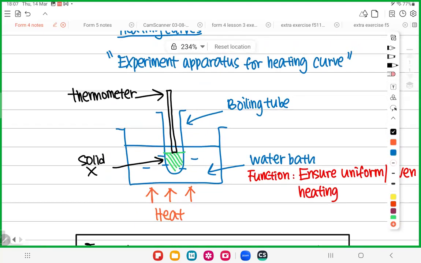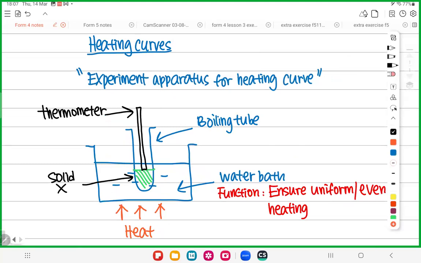How the experiment for the heating curve looks like. The substance you want to heat, put a thermometer to measure temperature. Then you do indirect heating. Indirect heating means you take the entire boiling tube and put it in the water bath. So that is what we need to do. Not very hard, but you really need to understand the logic behind it, and why we are doing that.